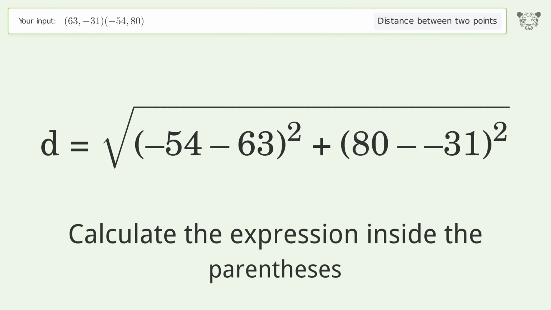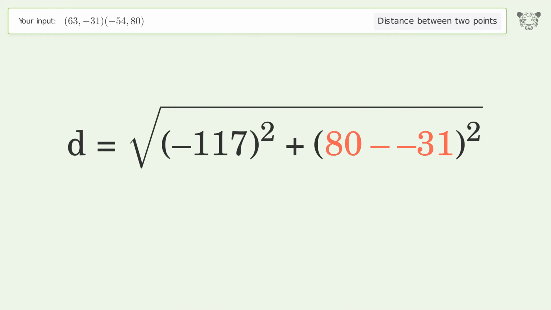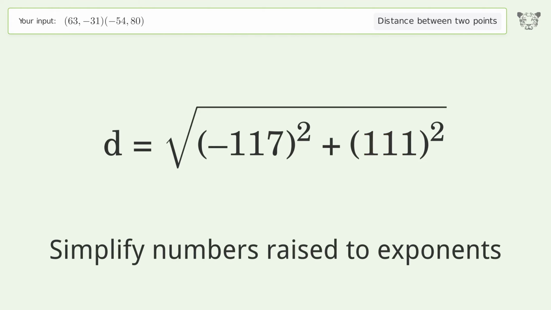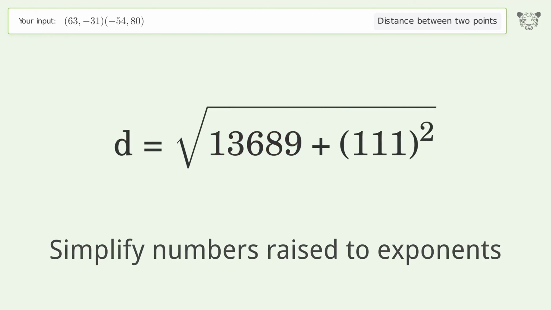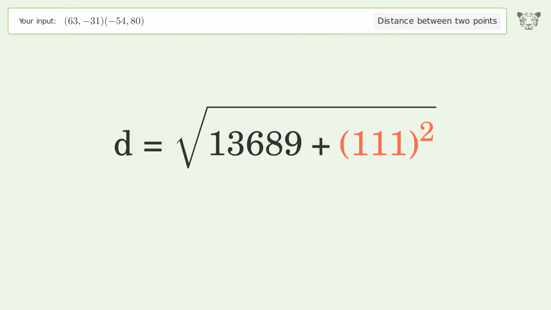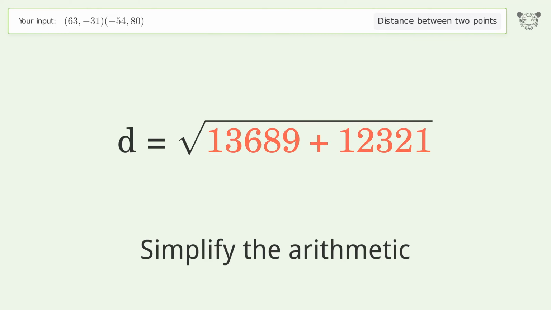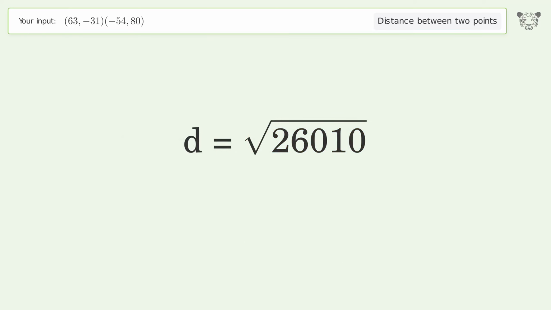Calculate the expression inside the parentheses. Simplify numbers raised to exponents. Simplify the arithmetic. And so the distance between the 2 points is the square root of 26,010 or 161.276.